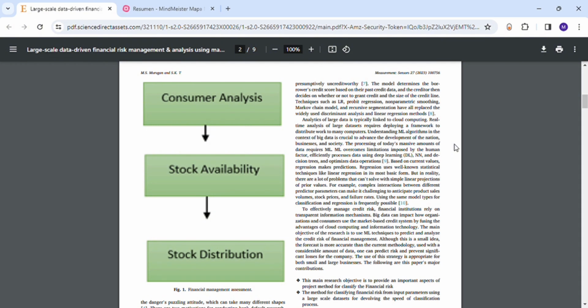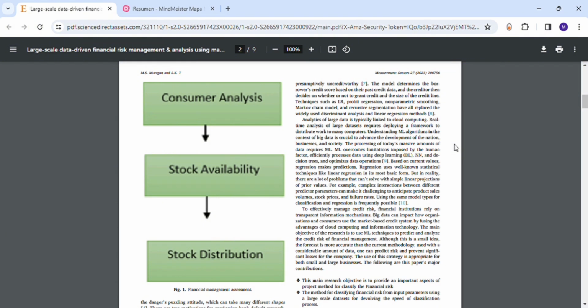Understanding ML algorithms in the context of big data is crucial to advance the development of the nation, business, and society. The processing of today's massive amounts of data requires ML to overcome limitations imposed by the human factor. Efficiently process data using deep learning, DLNN, and decision trees, and optimize data process operations. Based on current values, regression makes predictions.